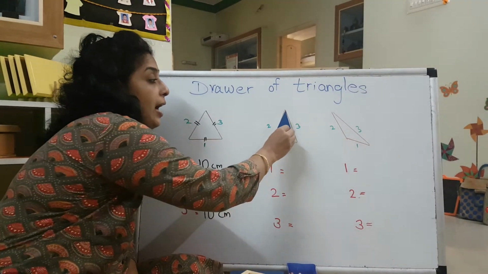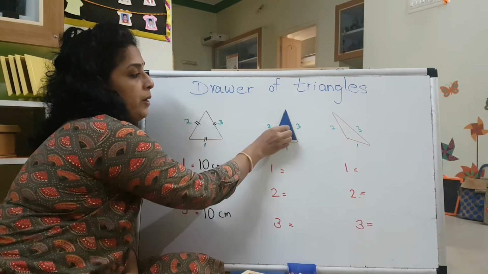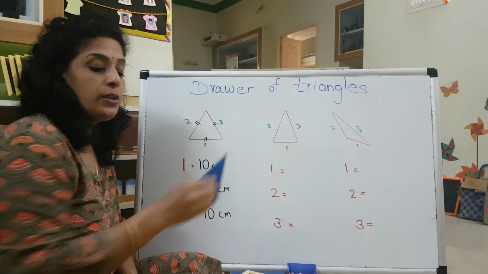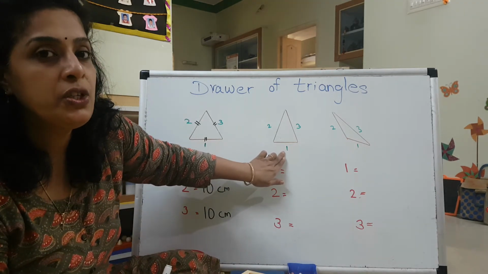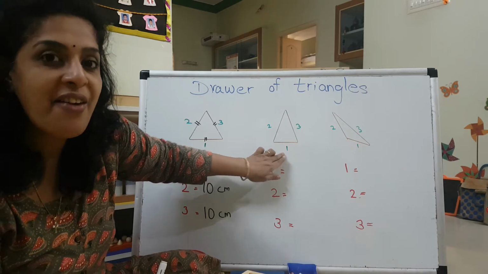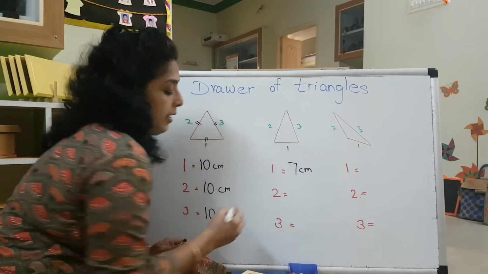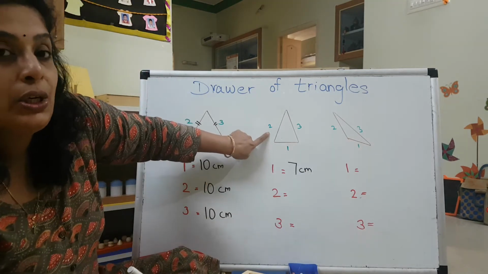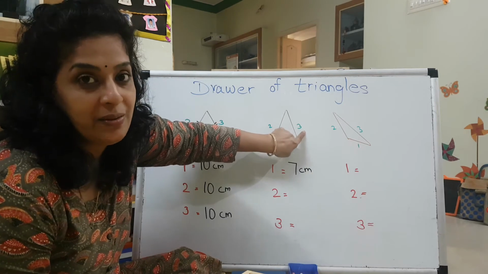So that is your isosceles triangle. See that? Does it sit perfectly? Isosceles triangle. And in isosceles triangle, what did we measure this short side as? 7. We got 7 centimeters. And this side was 10 centimeters. And this side also was 10 centimeters, right?